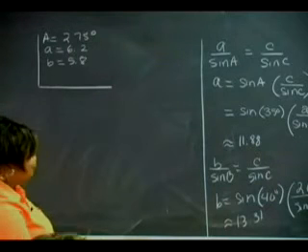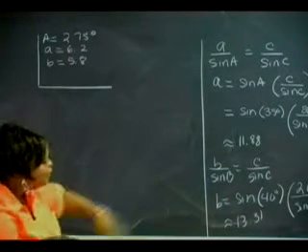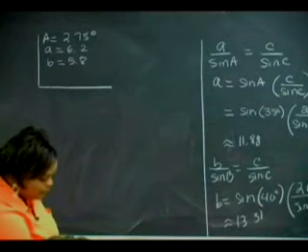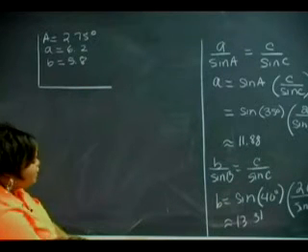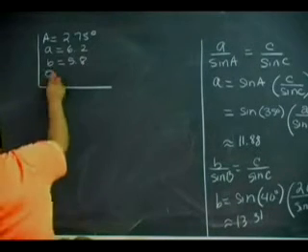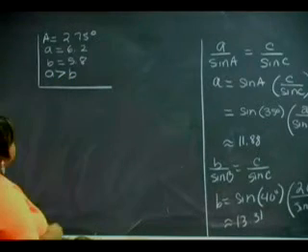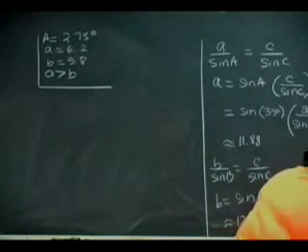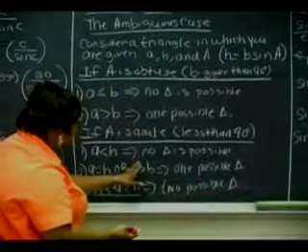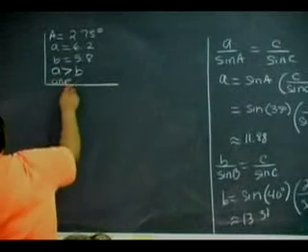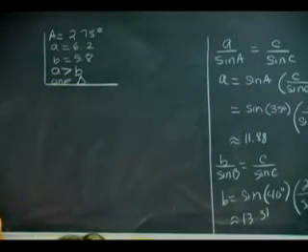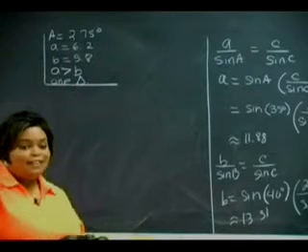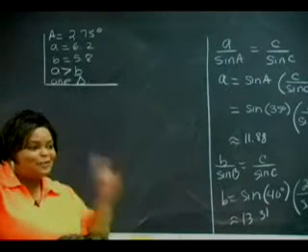Definitely acute. Now, which situation am I in? Do I need to figure out H? Well, not really, because A is greater than B, isn't it? Which means I'm in this situation. I could figure out H, but because A is definitely bigger than B, then there is only one triangle. Yay, and it simplifies everything because there's only one.